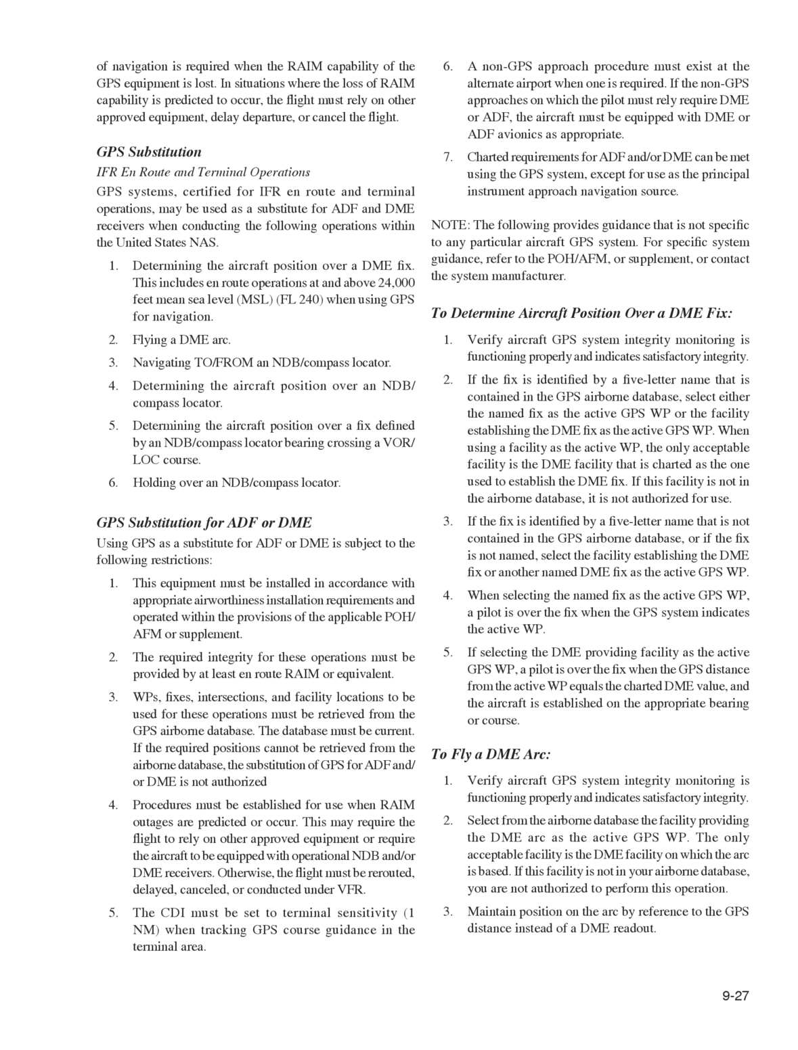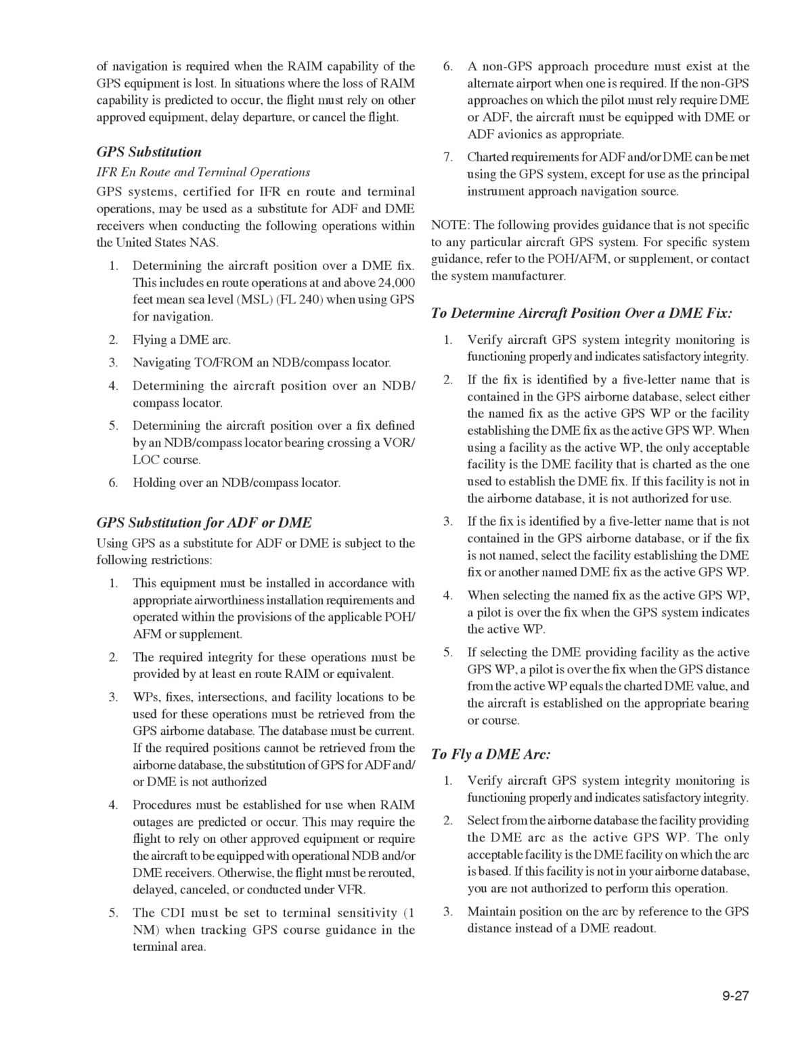3. WPs, fixes, intersections, and facility locations to be used for these operations must be retrieved from the GPS airborne database. The database must be current. If the required positions cannot be retrieved from the airborne database, the substitution of GPS for ADF and/or DME is not authorized. 4. Procedures must be established for use when RAIM outages are predicted or occur. This may require the flight to rely on other approved equipment or require the aircraft to be equipped with operational NDB and/or DME receivers. Otherwise, the flight must be rerouted, delayed, cancelled, or conducted under VFR.